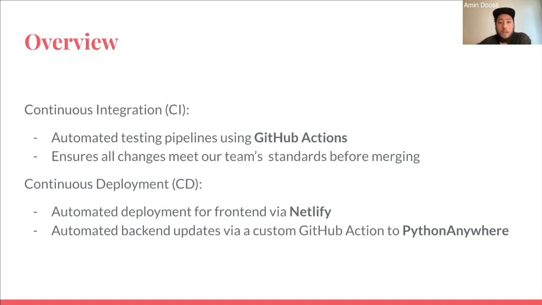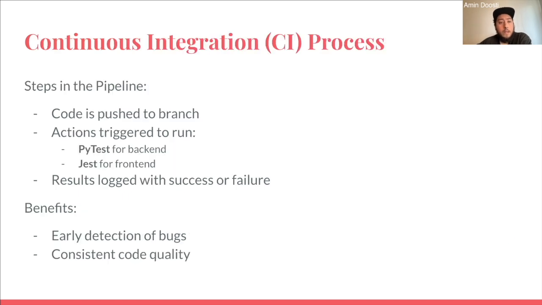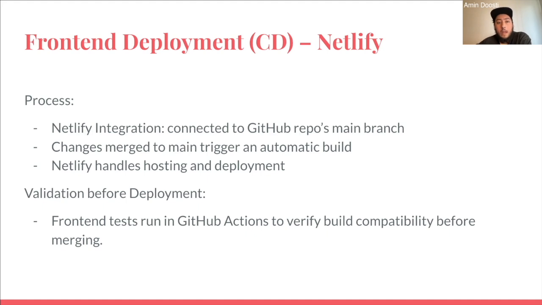And for the CI/CD, we are using GitHub Actions, Netlify, and Python Anywhere. For the CI process, we're using GitHub Actions, which automatically runs backend and front-end tests, and it ensures that the code is of quality and that bugs are caught early on. For the first part of our CD process, we're using Netlify for our front end, which automatically builds and deploys updates from the main branch.